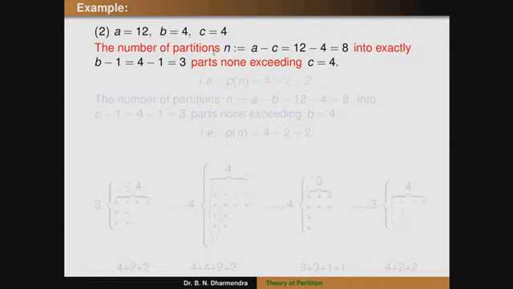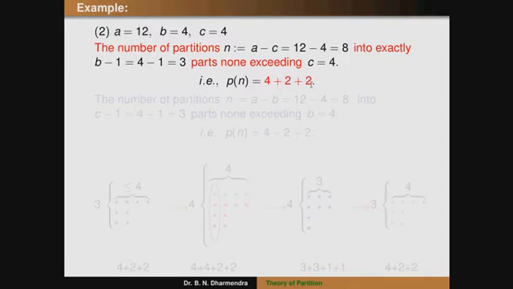That means the number of partitions of 8 must have only 3 parts, none exceeding 4. So if it is only 3 parts, 8 can be written with the parts of the partition as 4 plus 2 plus 2. None of them is exceeding 4: 4 plus 2 plus 2.